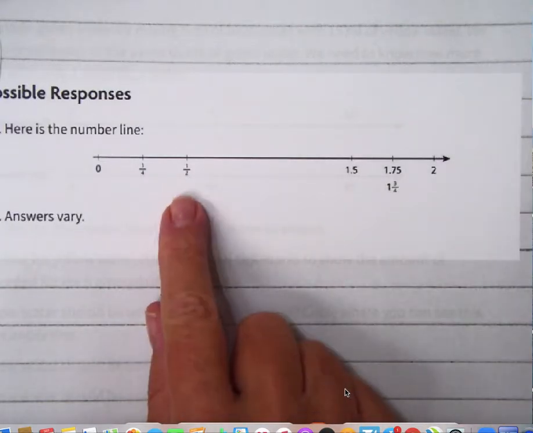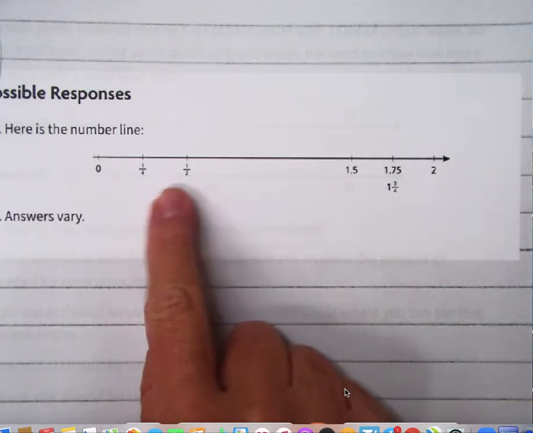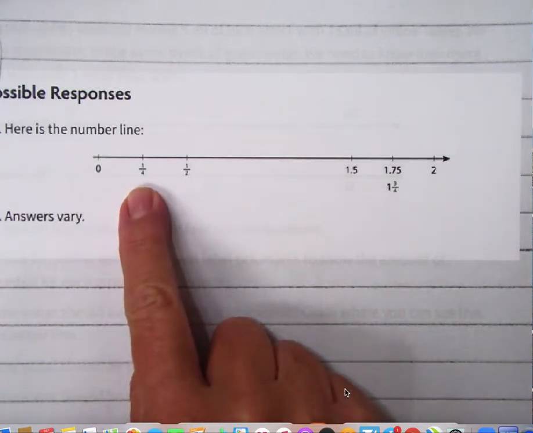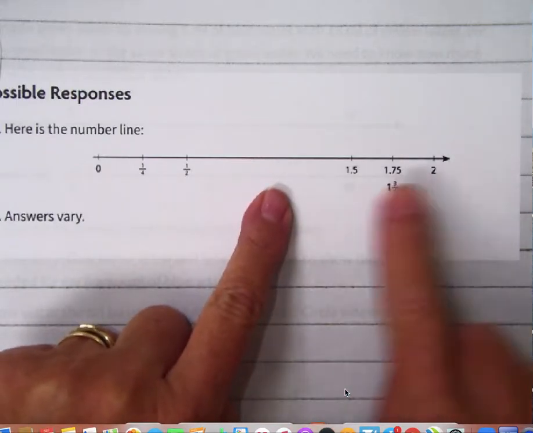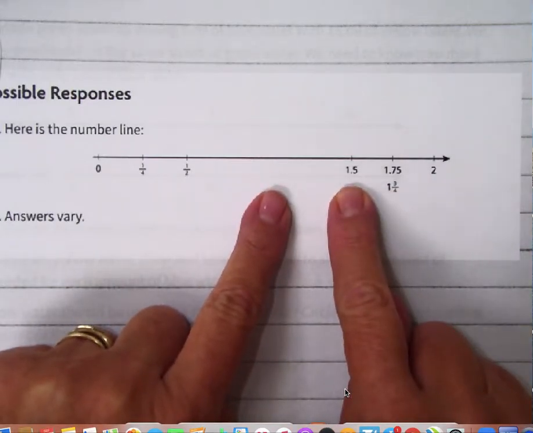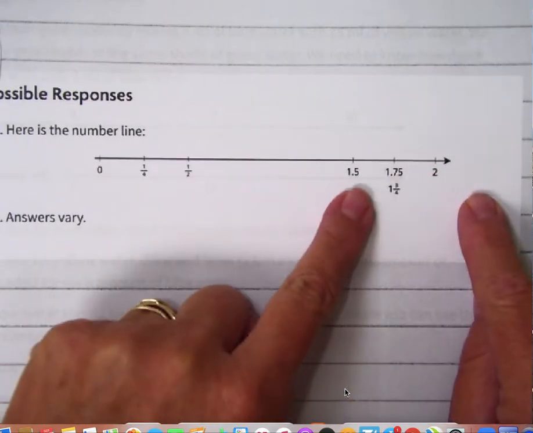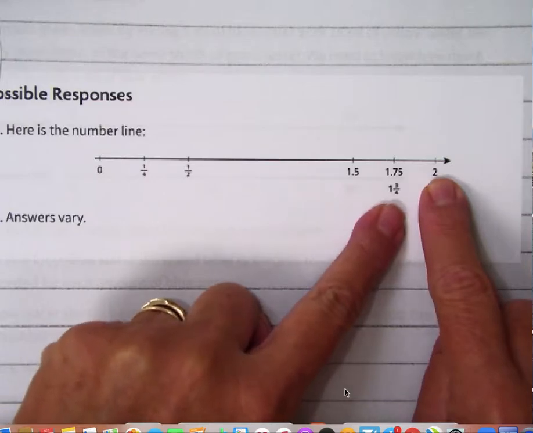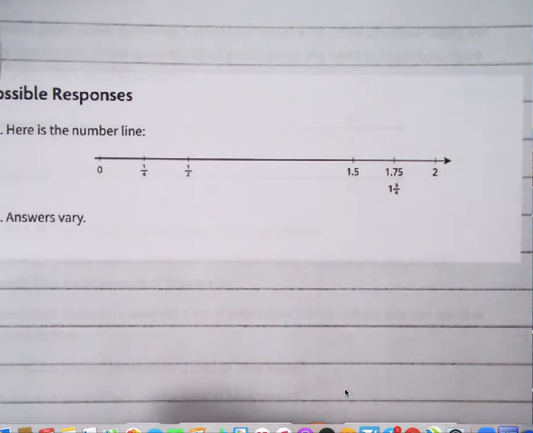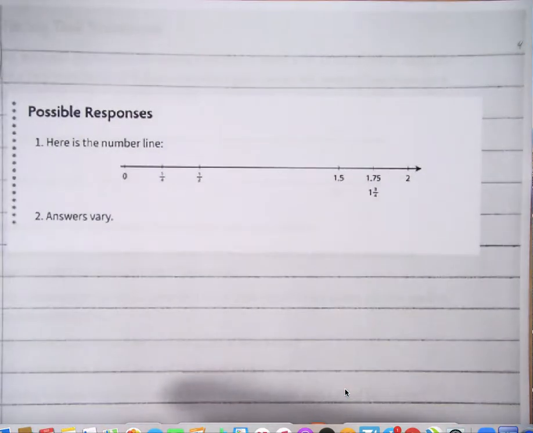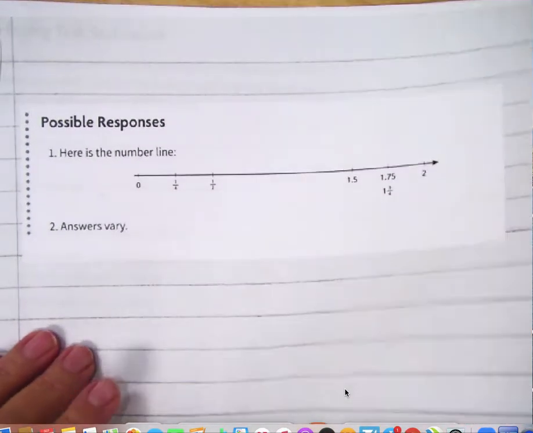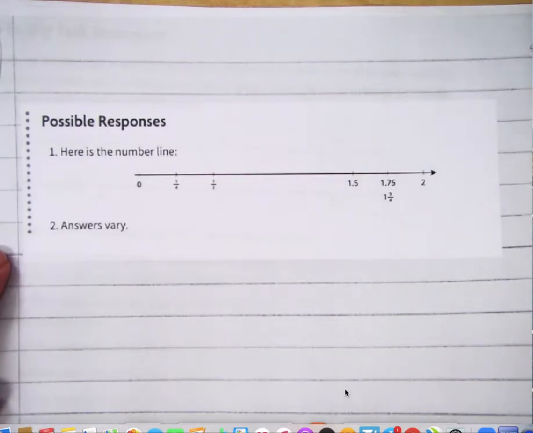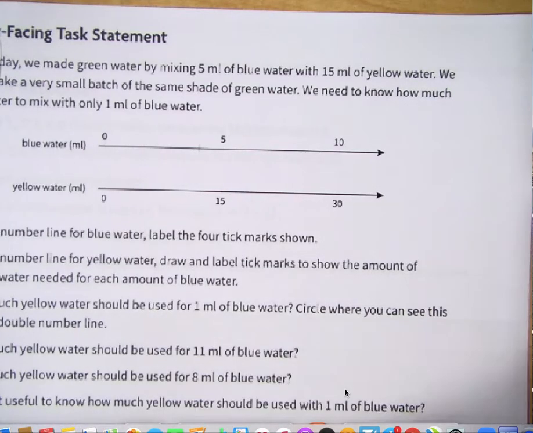I'm sorry, let me back up. A half, and then half of a half is a fourth. Then halfway between 1 and 2 is going to be 1.5, or 1 and 2/4, 1 and 1/2, and then halfway between 1 1/2 and 2 is going to be 1.75, which is also equivalent to 1 3/4. So you really kind of have to place things relative to other things, even though, like I said, you weren't asked for the number 1.